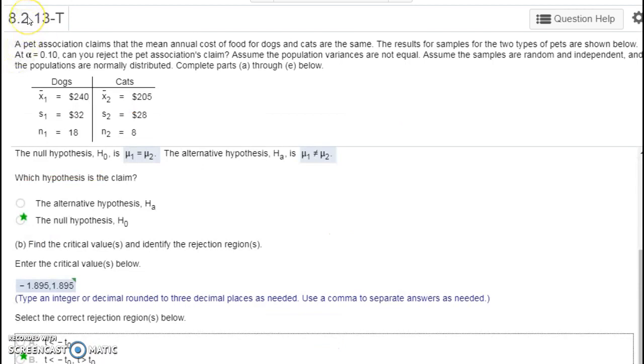So jumping to 8.2, the concept remains the same. The main difference here is that we don't know the population standard deviations. We're still trying to find if there's a difference in the means between the two populations. Here a pet association claims that the mean annual cost of food for dogs and cats are the same. Here is our sample information, and here's our alpha. We're trying to look at these samples and see if they support that the means are the same.